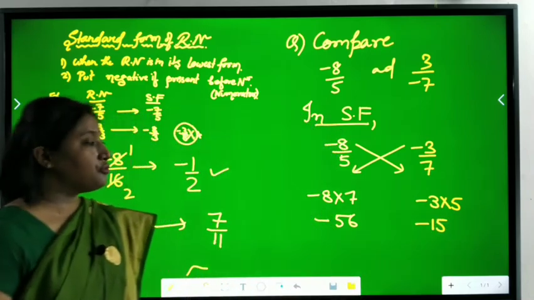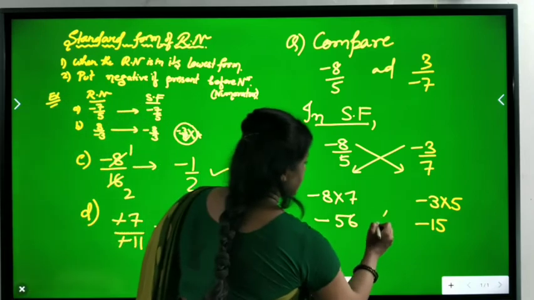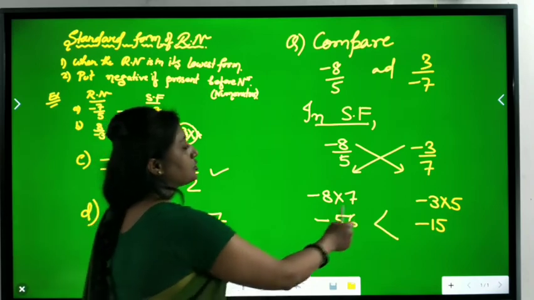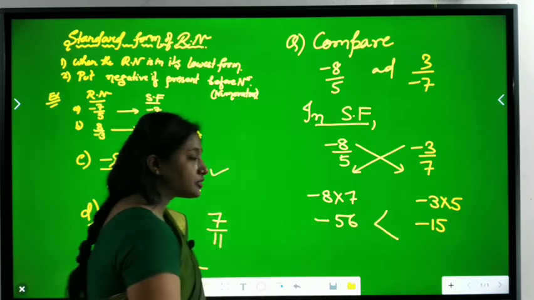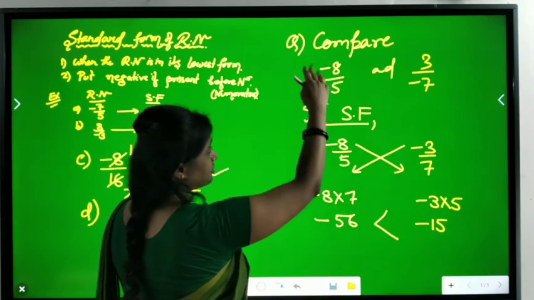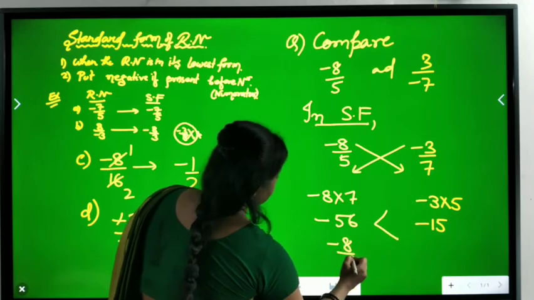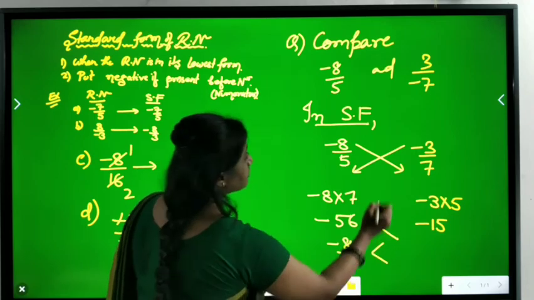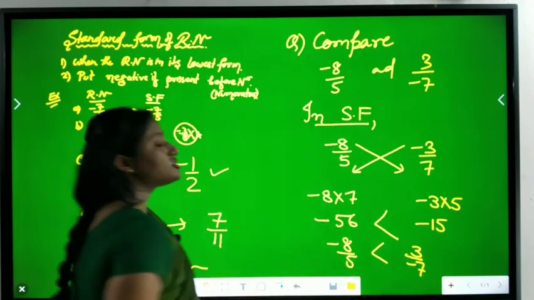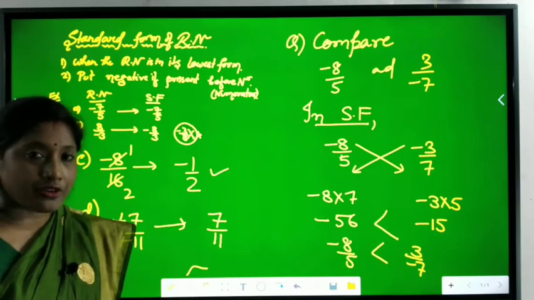Now can you tell me which is greater? Definitely minus 15 is greater. With negatives it is the opposite. So minus 15 is greater than minus 56. Now just replace them with the rational numbers. Minus 56 stands for which number? Minus 8 by 5. And the greater one is 3 by minus 7. That is, 3 by minus 7 is greater than minus 8 by 5.